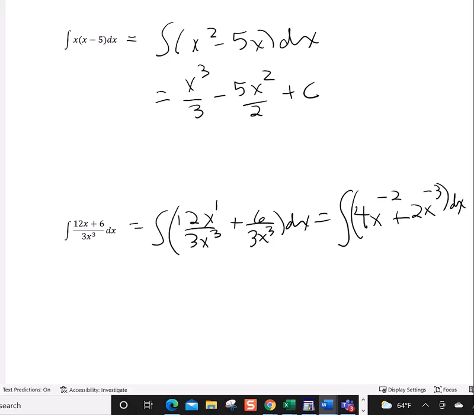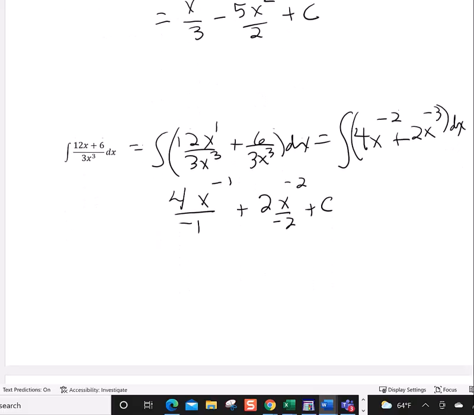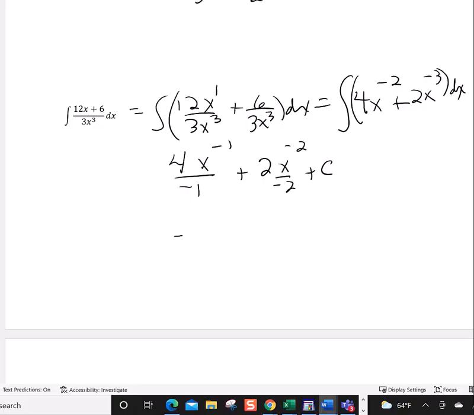Now, I haven't integrated yet. The powers changed because I divided, so now let's go ahead and integrate. So I have 4. X increases by 1, so it's negative 1, divide by negative 1. The 2, x to the negative 3, I add 1. Negative 3 plus 1 is negative 2, divide by negative 2, add c. This could simplify a little bit more. 4 over negative 1 is negative 4. The x to the negative 1, I'm just going to write that over x. 2 divided by negative 2 is negative 1. And the x to the negative 2, I'm going to change that to x squared and say plus c.